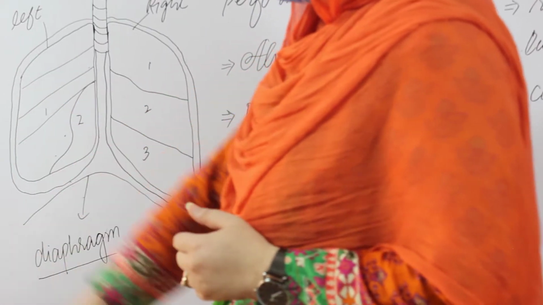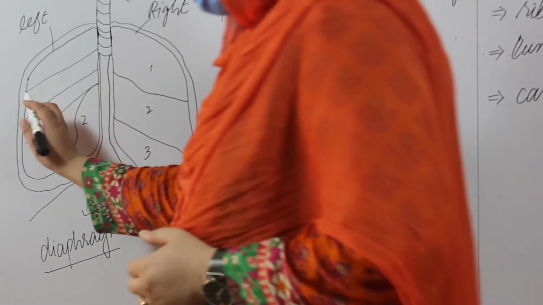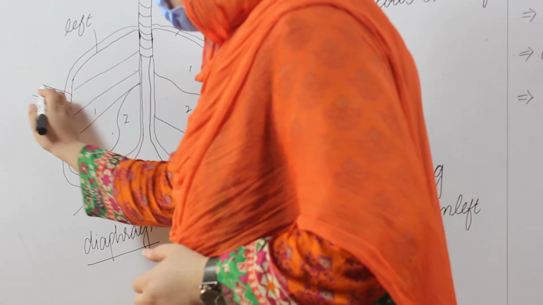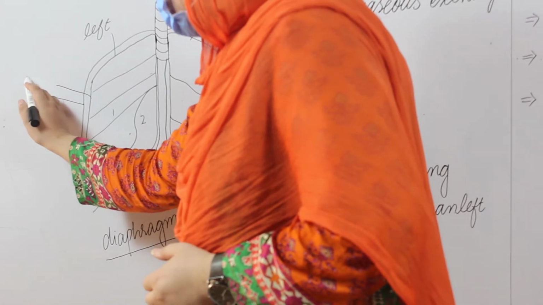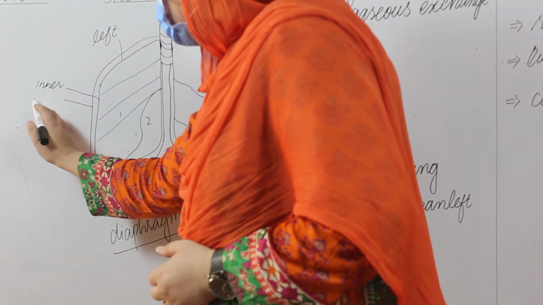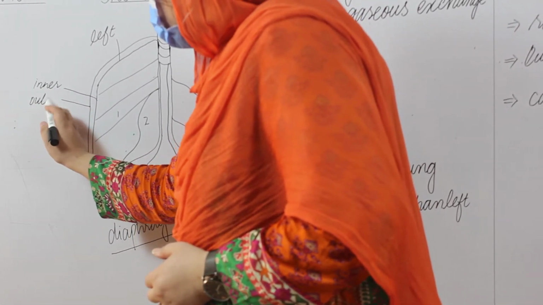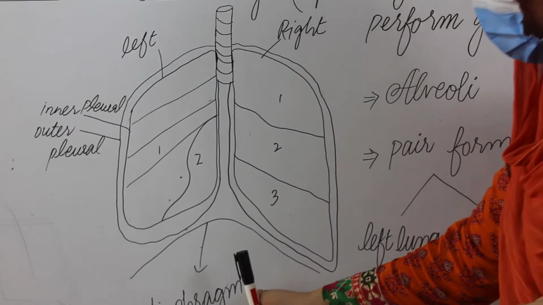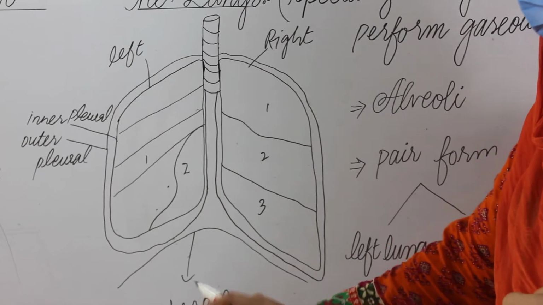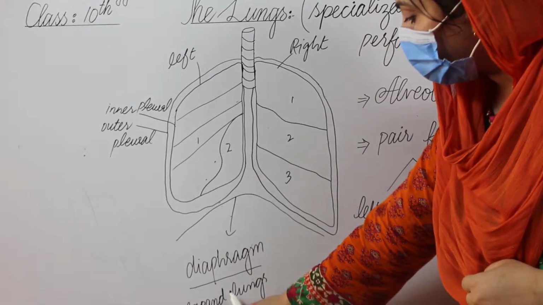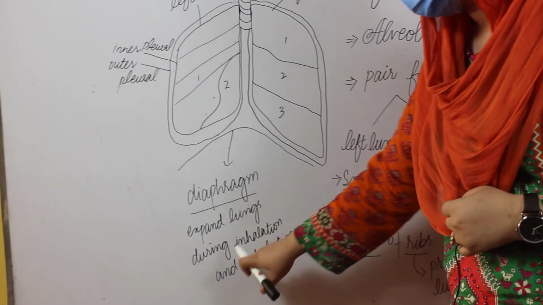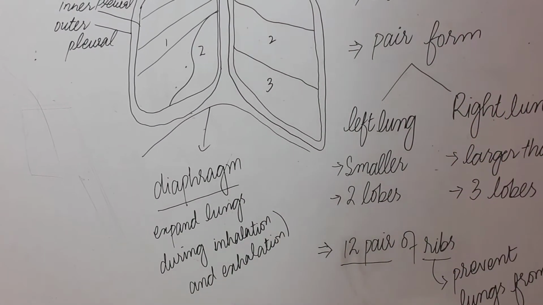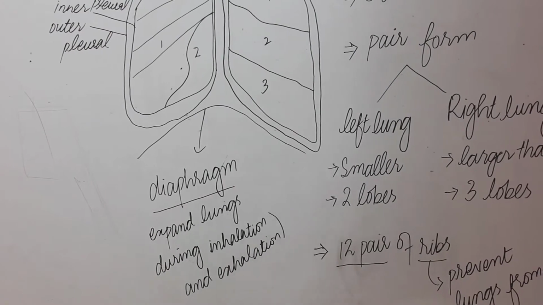One more thing, look at the diagram. This is the structure of the lungs, and there are two membranes, one outer and one inner. Okay students, what is the function of the diaphragm? The function of the diaphragm is to expand the lungs during inhalation and exhalation. These two are the processes of breathing.